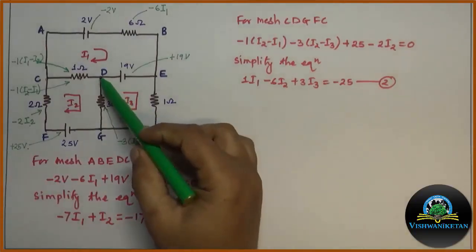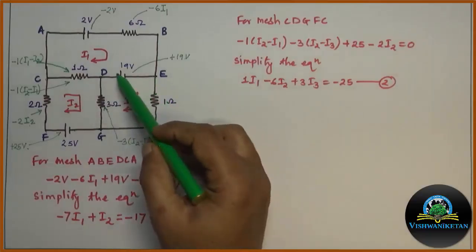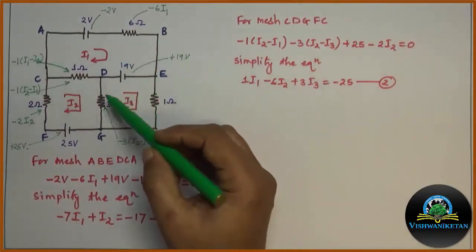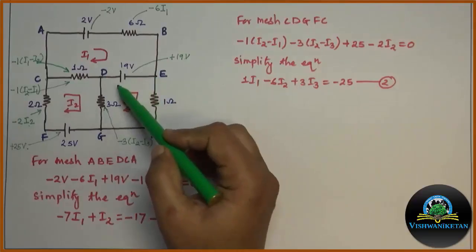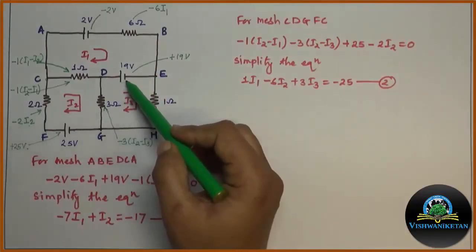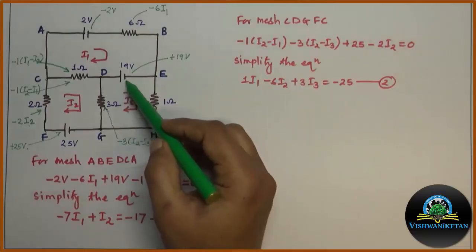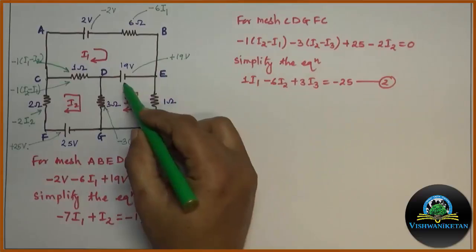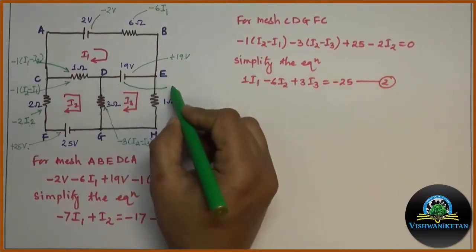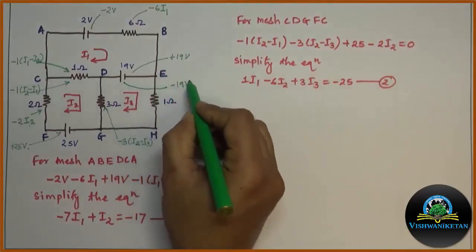We will start from D to E. Again we have the battery of 19 volt. When I am moving from D to E, the first terminal appears to be plus and the second terminal appears to be minus. Hence, it is a drop in voltage, positive to negative. Hence, in this case, for the third loop, 19 volt will be written as minus 19.